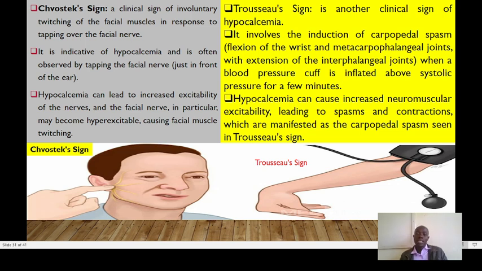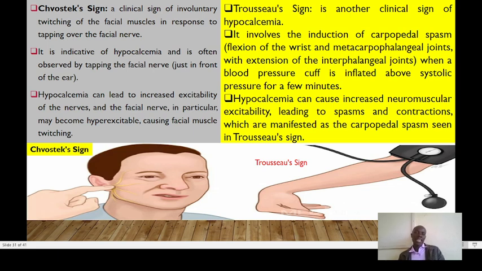So it is indicative that there is hypocalcemia, and it's often observed by just tapping the facial nerve just in front of the ear, okay, in front of the ear here, and this could lead to increased excitability of the nerves, the facial nerve in particular, and it may become hyperexcitable, causing facial muscle twitching.